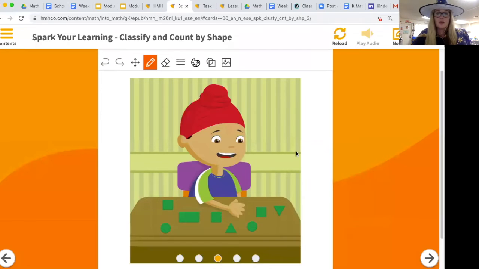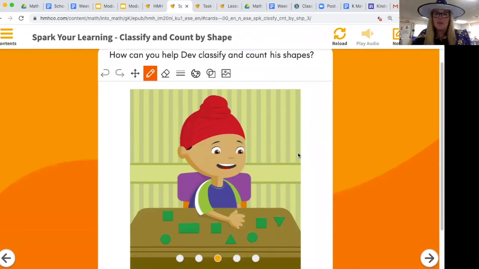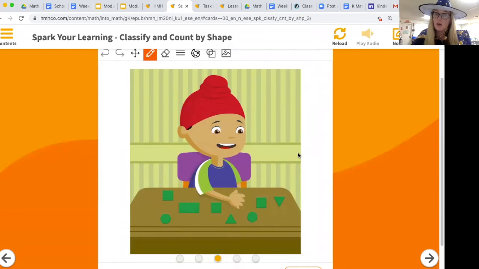Okay, so you're going to get your book, page 85, and we're going to go on and do it together. Here we go. Let's see what it says. Can you help Dev classify and count his shapes? We just did that on our boards. Well, let's look. What shape first? Let's do circles. Let's count circles.